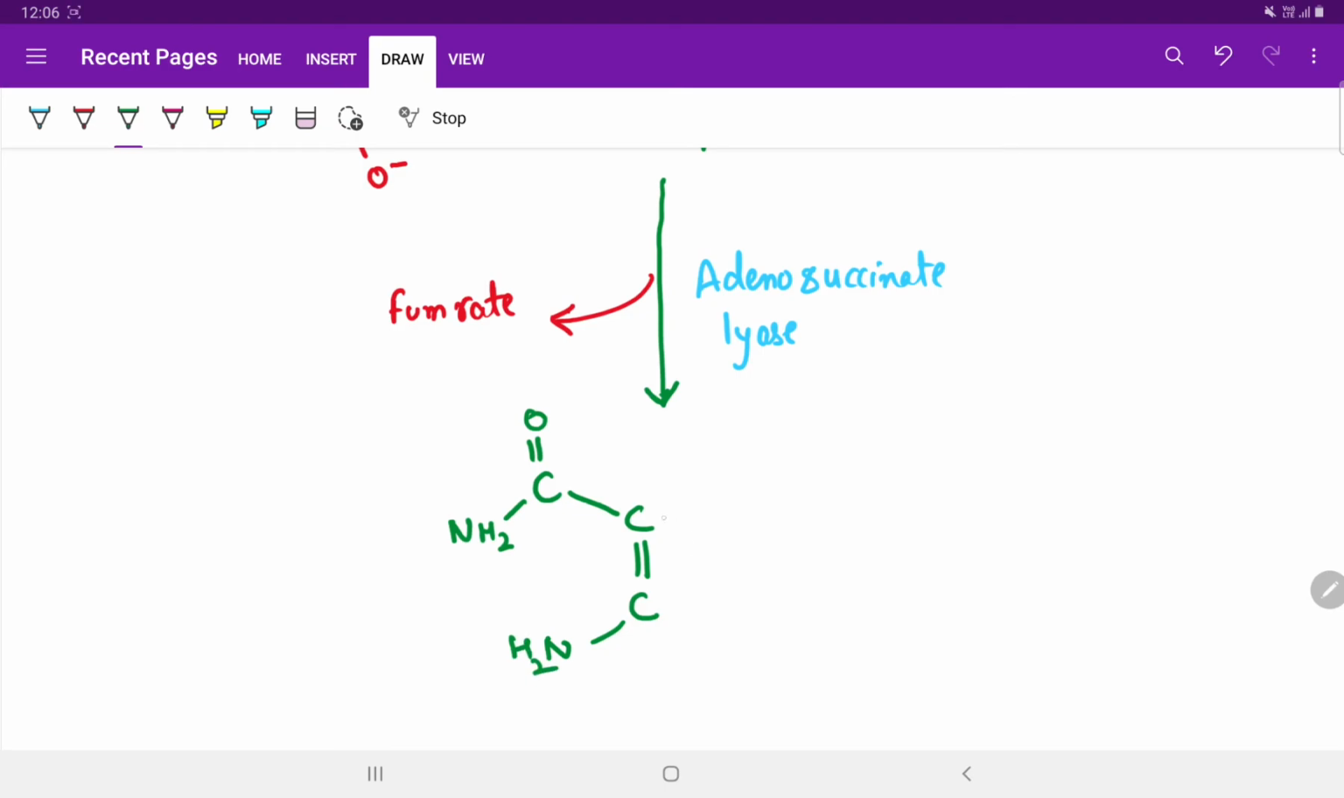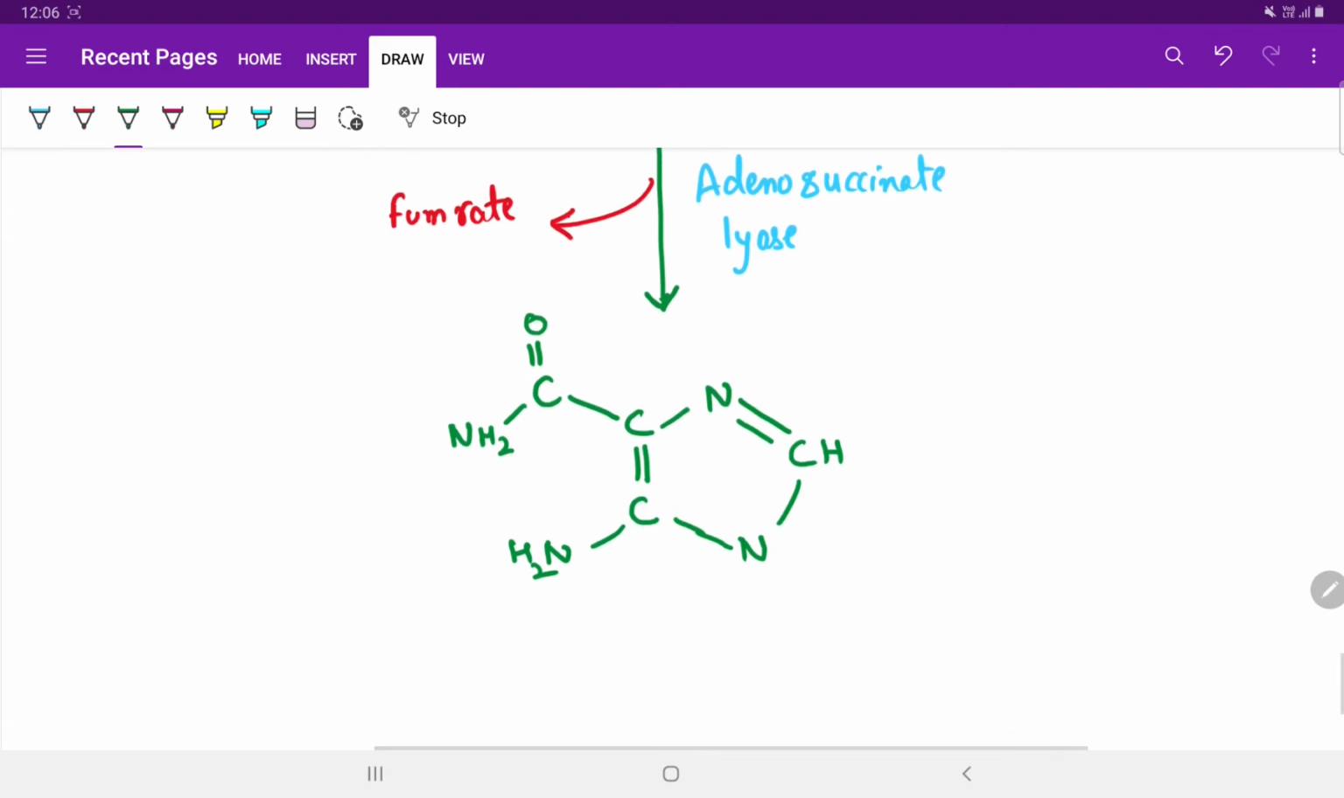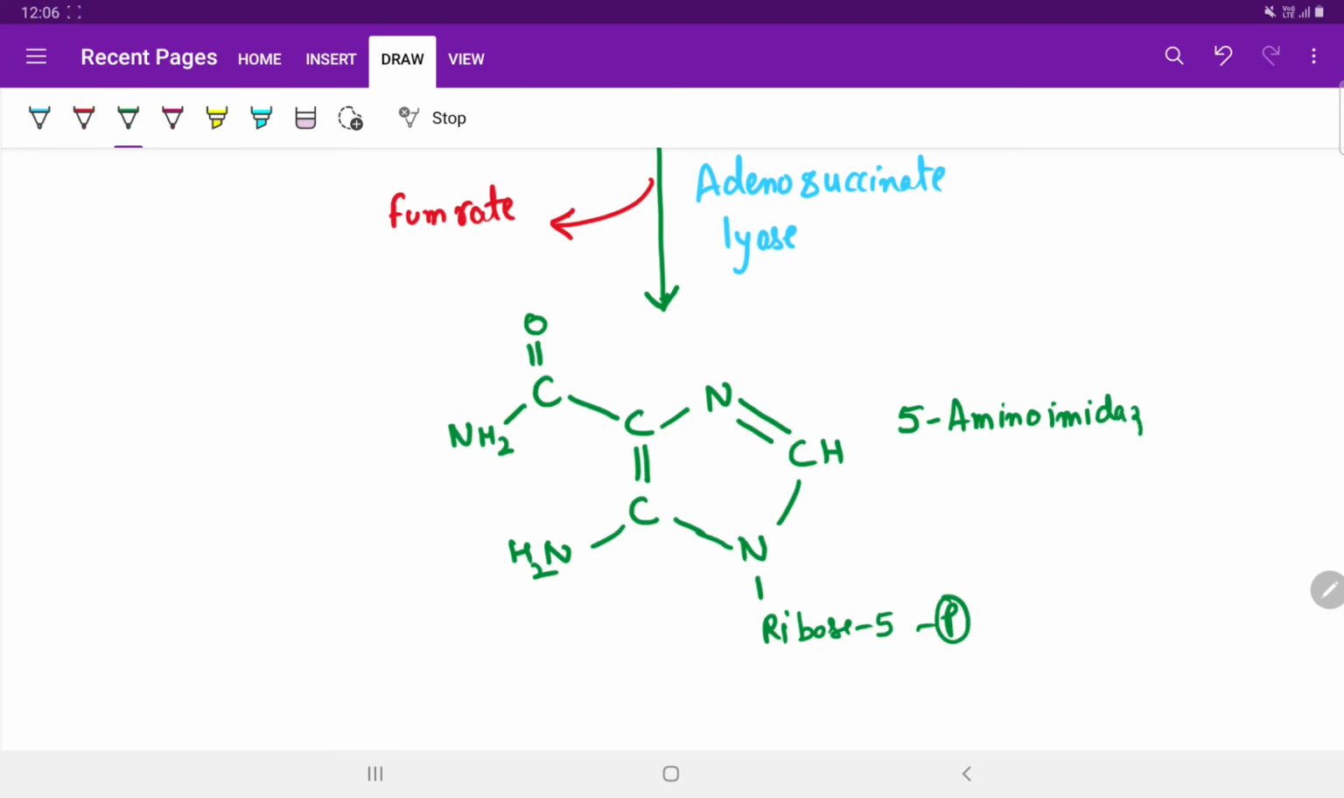So here you can see the shape of a purine ring leading to formation. So this is the carboxamide. This is named as 5-aminoimidazole 4-carboxamide ribosyl 5-phosphate.